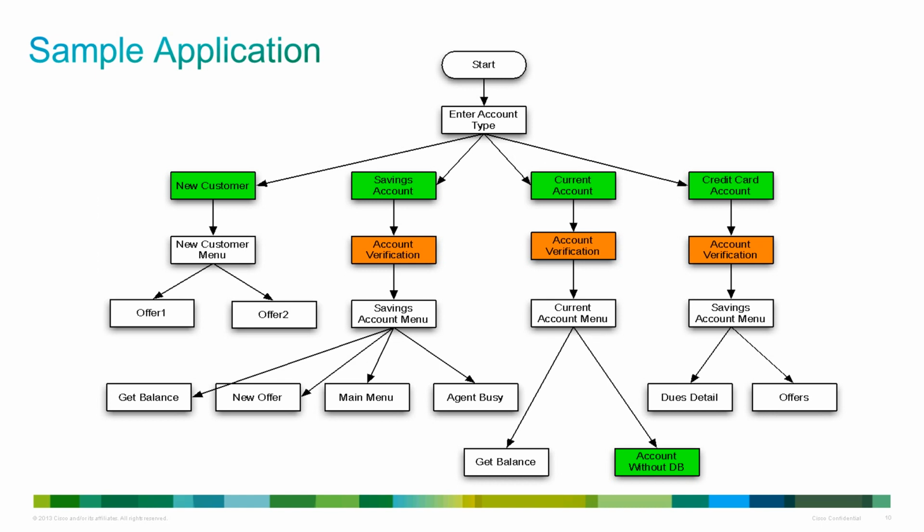Here is the sample application which will be used for the demo. So this is a banking application. We have to enter the account type, and based on that it will be redirected to different subflows: new customer, savings account, current account, and credit card account. So as part of this application, we have included event handling call flow as well.